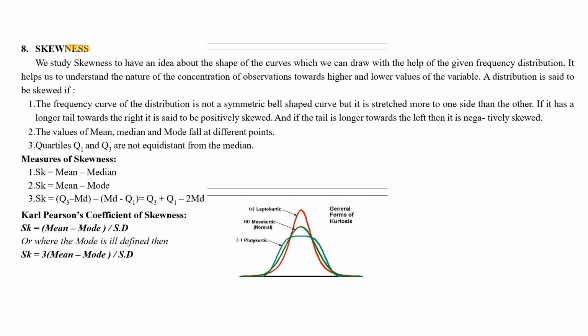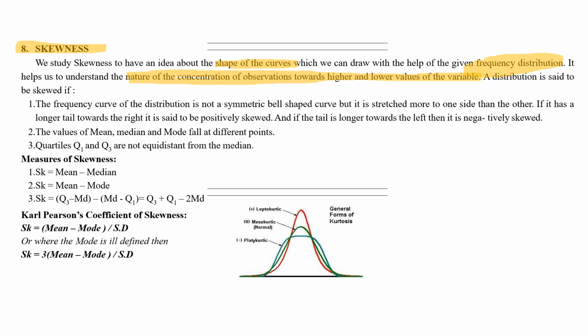Then skewness. Skewness is the study to have an idea about the shape of the curves, which we can draw with the help of the given frequency distribution. With the help of the frequency distribution we prepare the curve, and skewness tells us how the shape of the curve turns out. It helps to understand the nature of the concentration of observations towards the higher and lower values of the variable.